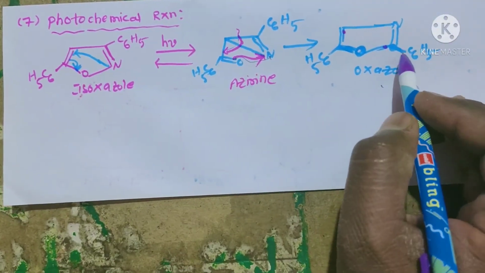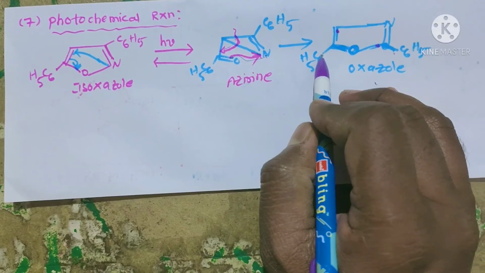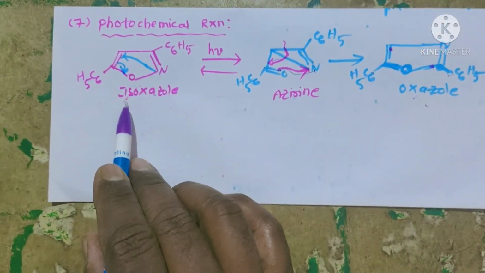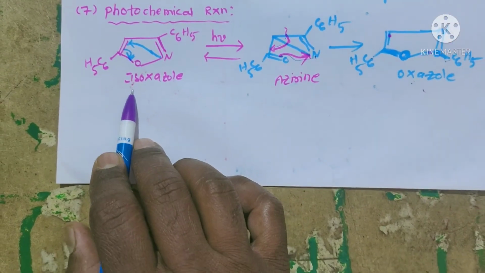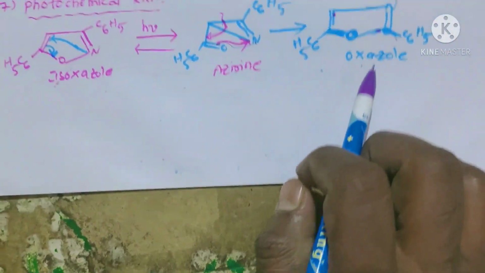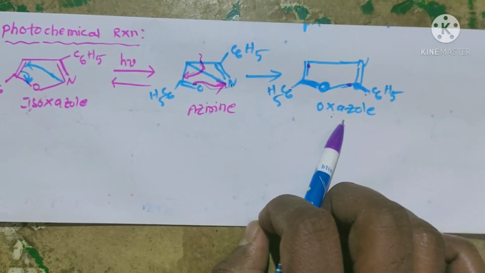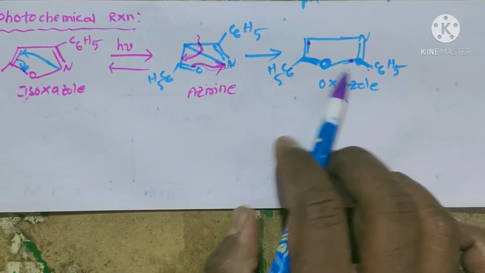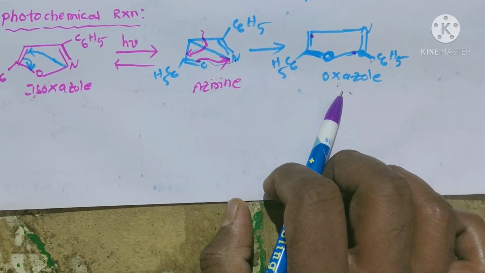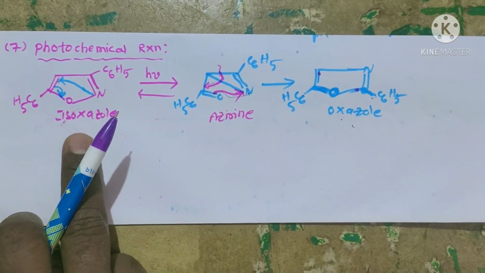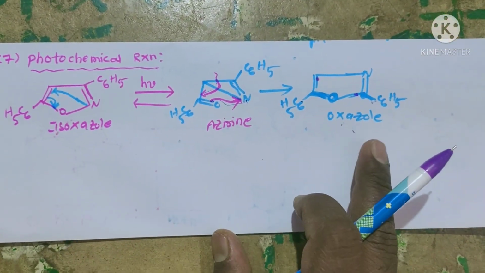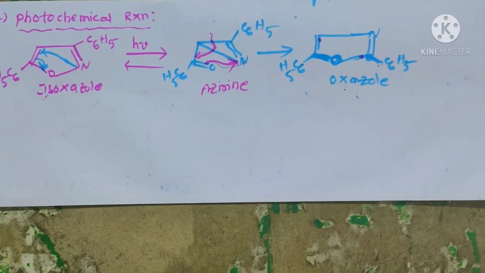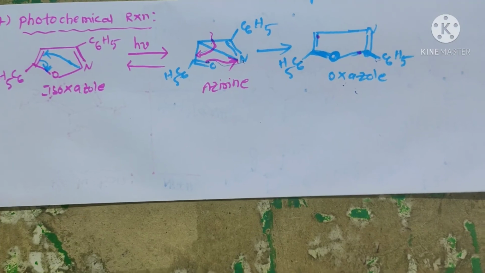So here the 2 comma 5 diphenyloxazole. This is 3,5-diphenylisoxazole, and this is 2,5-diphenyl, sorry, oxazole. 2,5-Diphenyloxazole. So isoxazole is converted into oxazole. So these are some chemical properties of isoxazole. Thank you for watching.